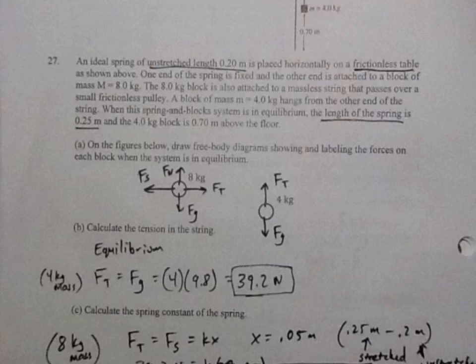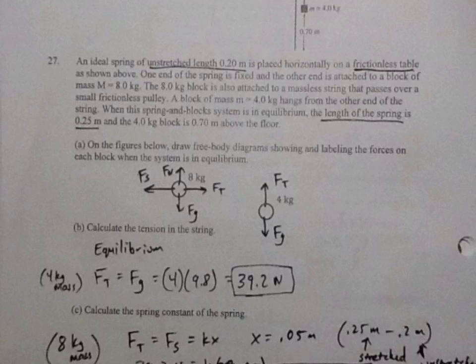But we do know that for the 4 kilogram mass, force of gravity is down, FT is up. Now, the 4 kilogram mass is not moving. If it's not moving, it's not accelerating, so therefore the force of gravity has to equal the tension in the string, and we can always find the force of gravity as long as we know we're on Earth, and of course we know the mass. So the tension is 39.2 newtons.